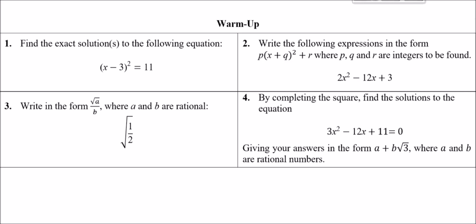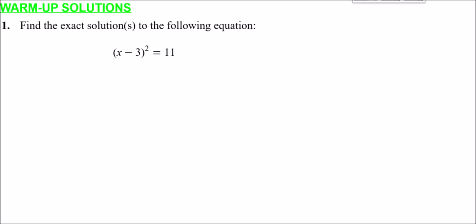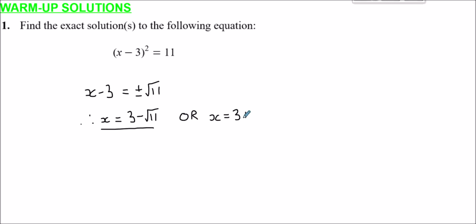So, okay, let's have a look now at the solution to question 1. We're asked here to find the exact solutions to this following equation. So x minus 3 all squared equals 11. The first thing we must do is to square root both sides. If we do that, we get that x minus 3 has to be plus or minus the square root of 11. We need to make x a subject, and so we just add 3 to both sides, and we get that x must be either 3 minus the square root of 11, that's the first root, or it might be that x is equal to 3 plus the square root of 11. And that's the second solution.